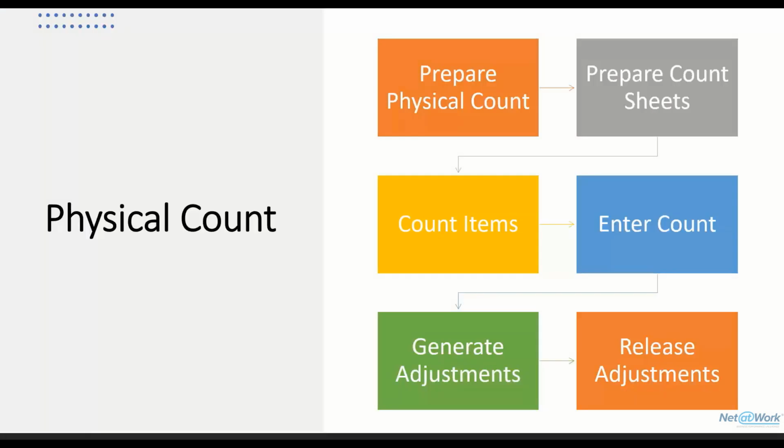And now we're going to look at physical count. So what is the process for performing your physical count in Acumatica? Number 1, prepare the physical count. Number 2, prepare your count sheets. Number 3, count the items. 4, enter the count. 5, generate your adjustments. And 6, release the adjustments, and you're done.